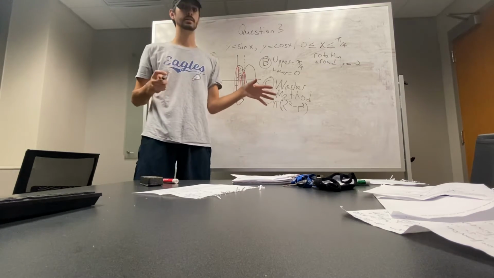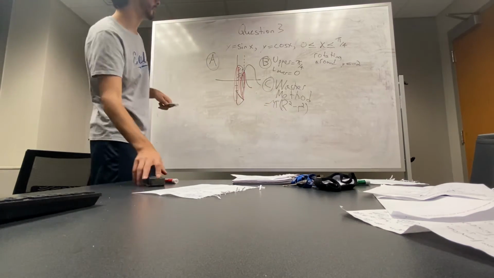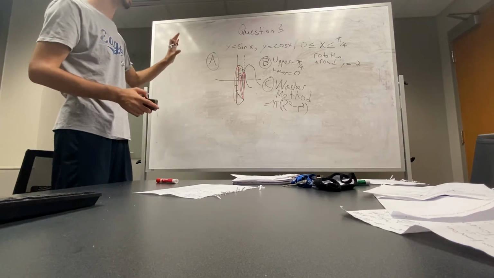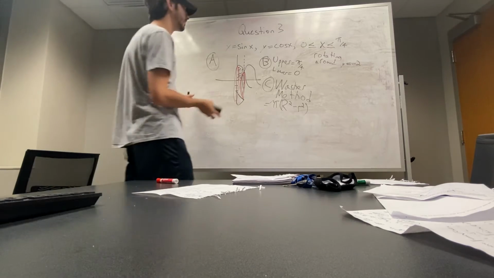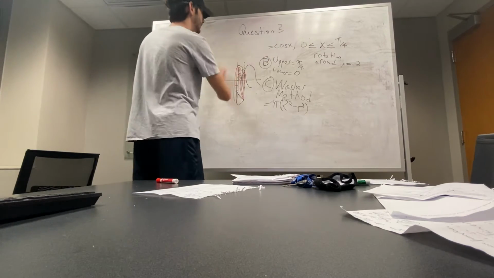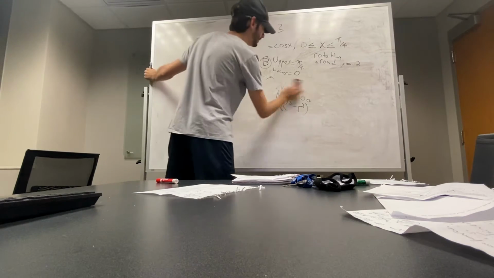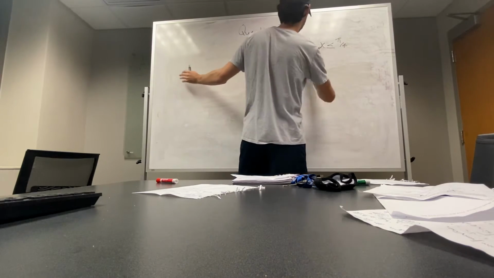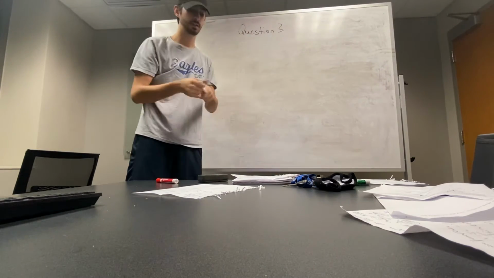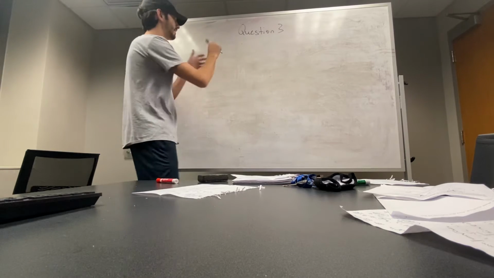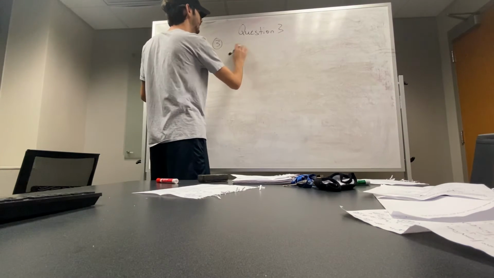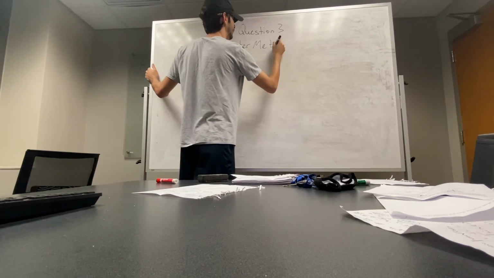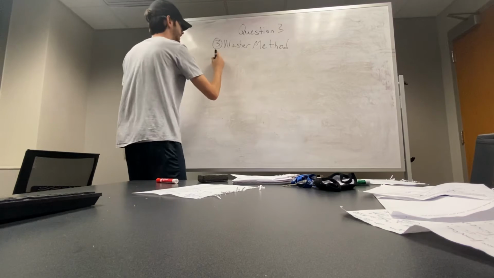Now we are going to erase all of this so I can make more space, and we are going to create our integral. So we have all of our data. We're using the washer method right here, and now we're going to set up our integral.